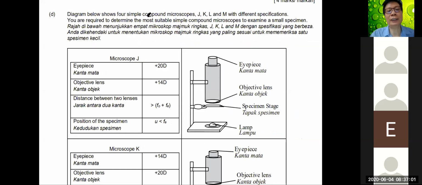Diagram shows 4 simple compound microscopes, with different specifications. You are required to determine the most suitable microscope to examine a small specimen. Okay, microscope. There are a few things here you are going to study and then choose.